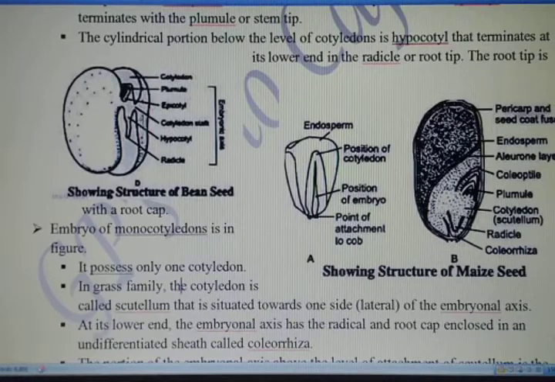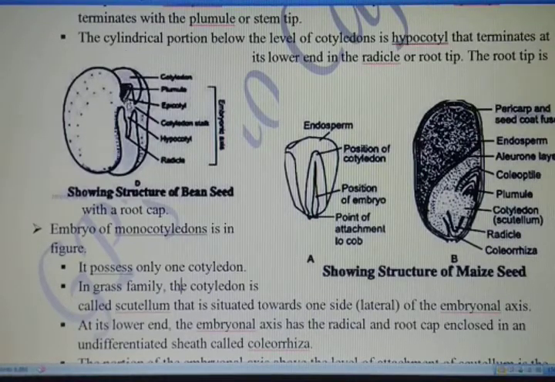During germination, what happens in the soil? If this hypocotyl elongates faster than the epicotyl, what happens? The root, that is the radicle part, is going to emerge deeper inside the soil, and because the hypocotyl has become longer faster due to growth, both the cotyledons are pushed outside the ground.